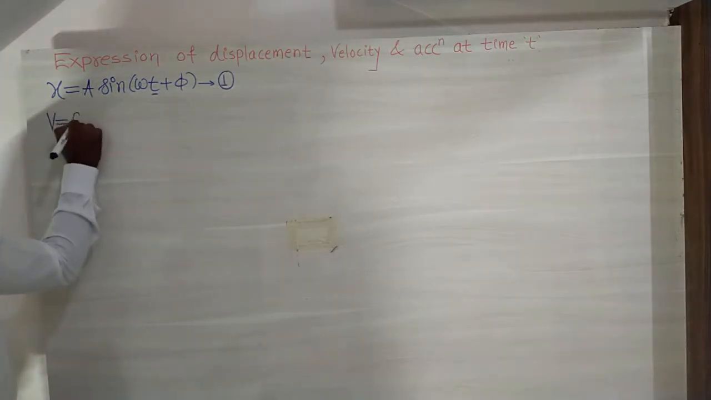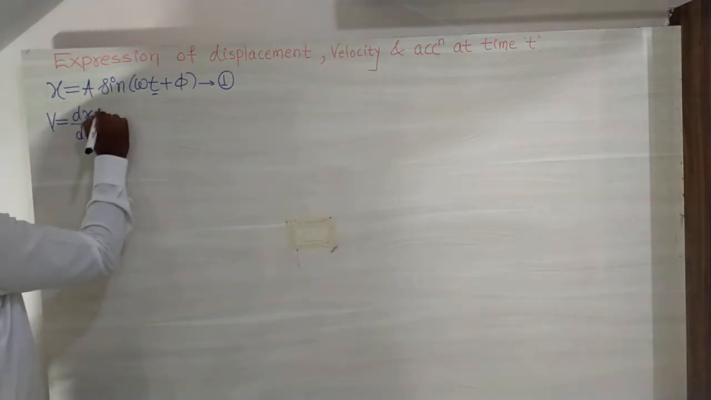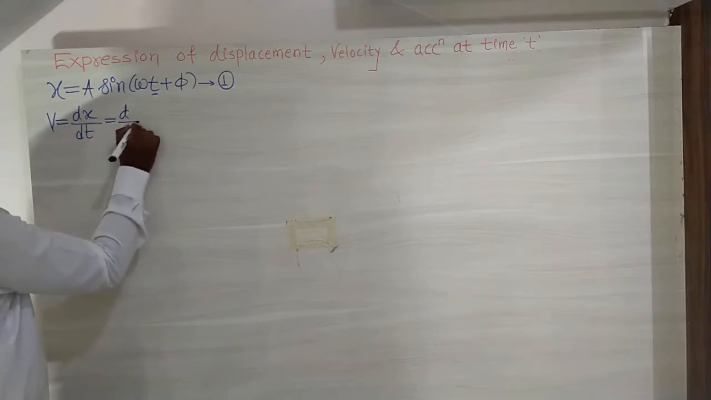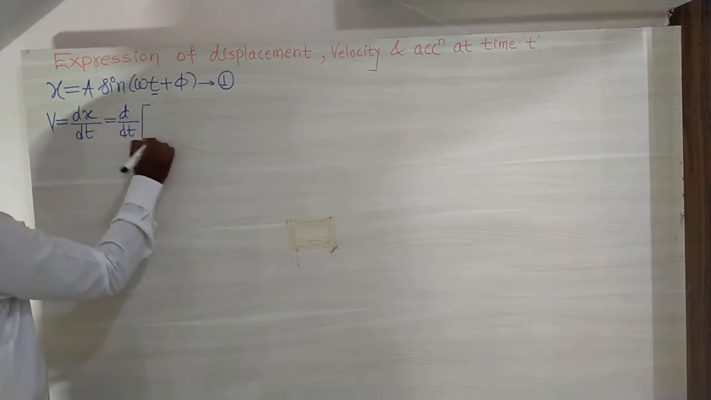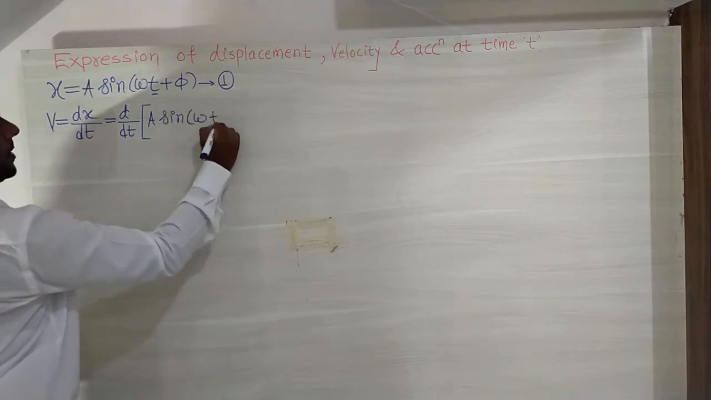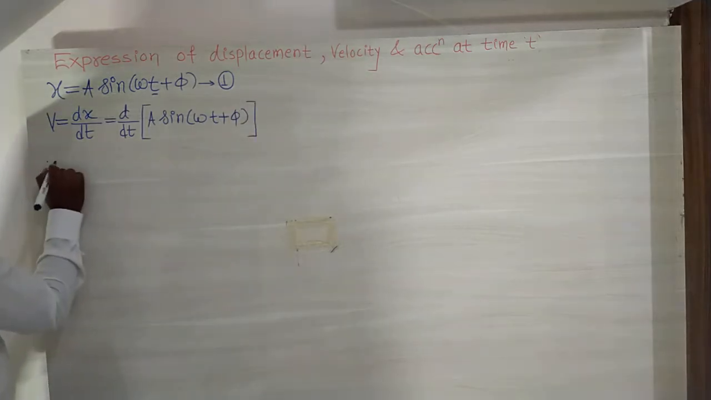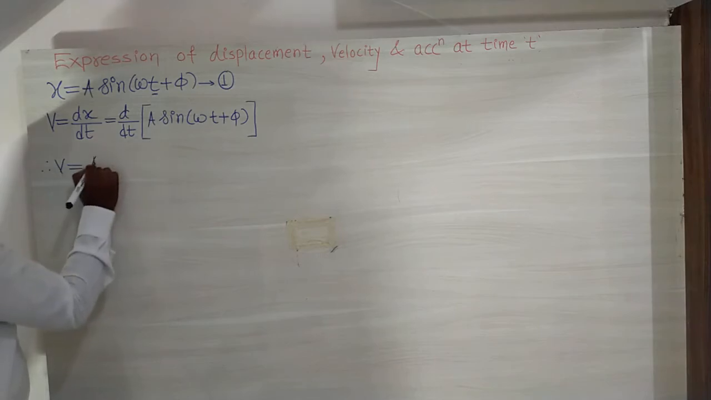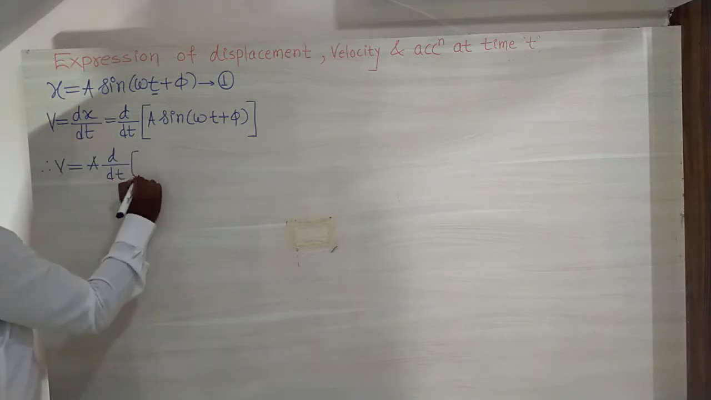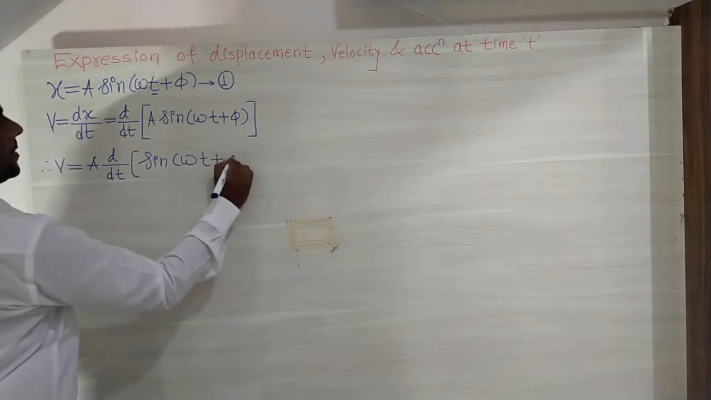We know that velocity is the change in displacement with respect to time, so that is d by dt of x. By putting the value of x from the above equation, we get d by dt of a sine of omega t plus phi. Therefore v equals a, outside the derivative, into d by dt of sine of omega t plus phi.